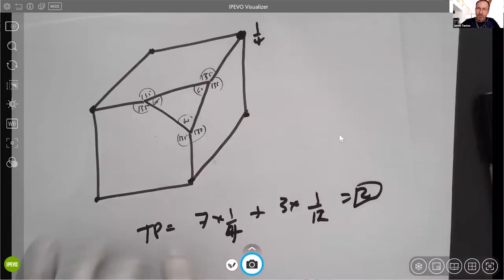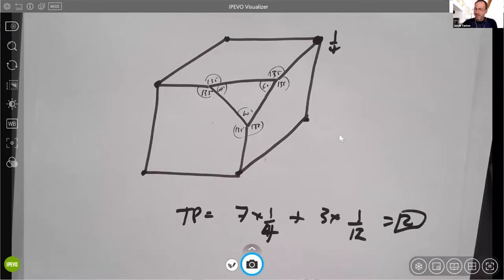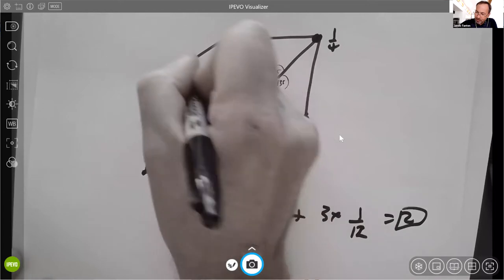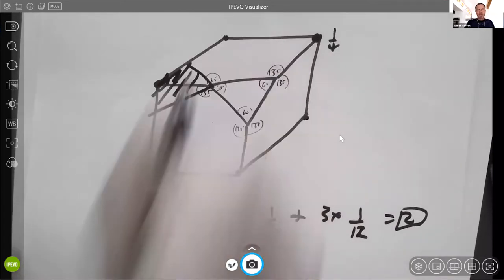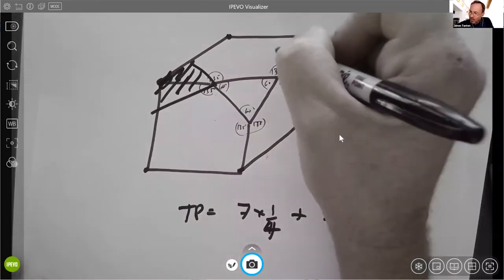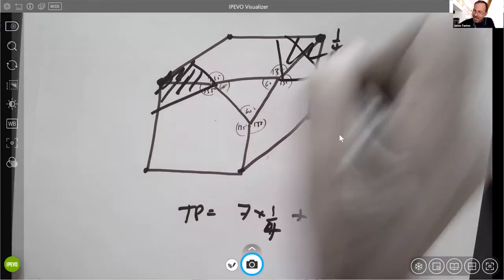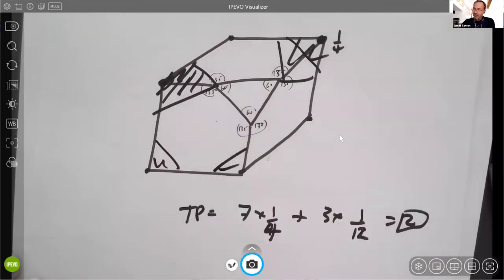Even if I shave off a corner, it's 2. I bet if I shave off this corner as well, I don't know how to draw that, goodbye, it's also gonna be 2. I bet if I shave off this corner as well, it's still gonna be 2. I bet I could keep shaving off corners. In fact, I could keep doing that.